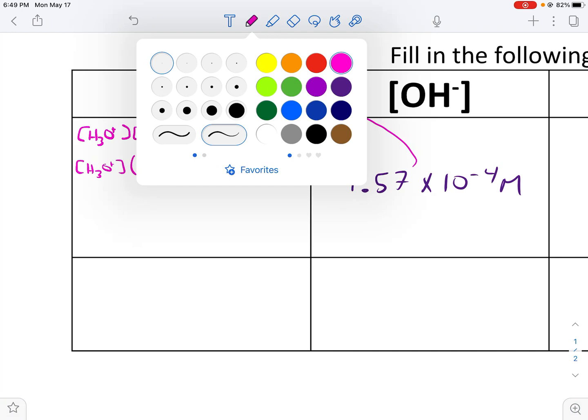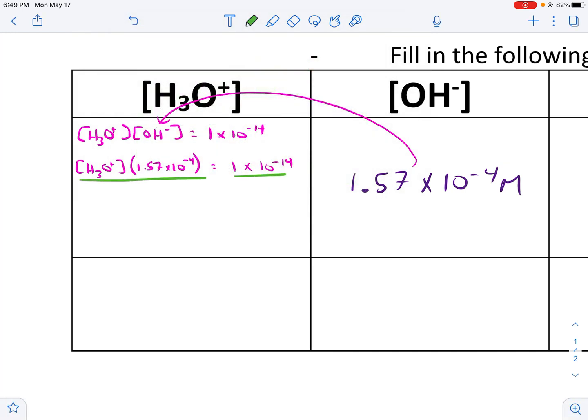Now we want to isolate our hydronium ion concentration, so I'm going to divide each side by that 1.57 times 10 to the negative 4th. Now remember, when we type this in, we'll use that bottom box for how to type it in our calculator. It should be the same regardless of iPad or iPhone or calculator. We're going to hit 1 EE, like a capital E, and then negative 14 divided by 1.57 E negative 4. That's how we're going to type it in our calculator. So please do that now.